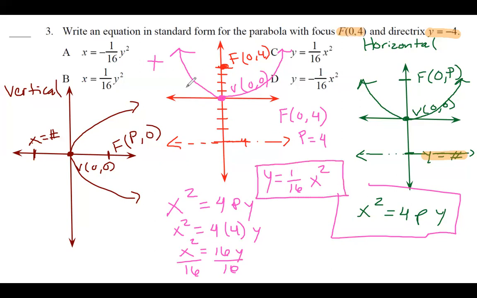If it were the other way around, where our directrix was y equals 4 and our focus was 0, negative 4, and it had to be facing down, then it would have been negative. It's positive since it's opening up.